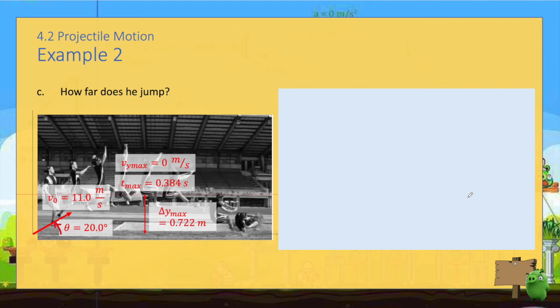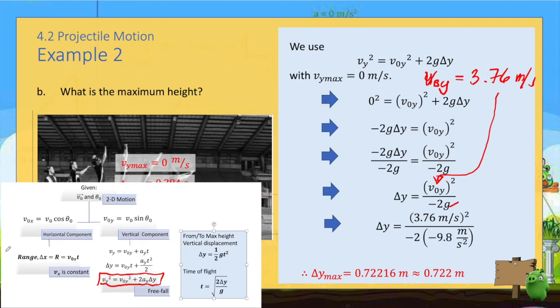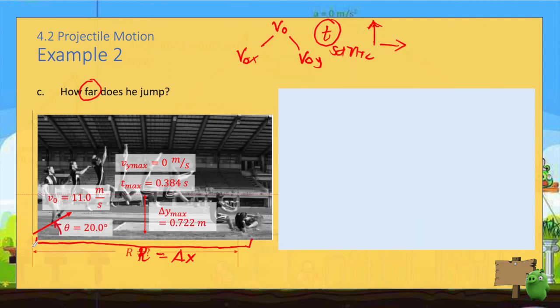Letter C. How far does he jump? Now, when you say how far, we are now talking about the range, or the change in x. We will now use this formula. Okay, I'll just write it down. Now, we know this. We've computed this before. That is 10.34 meters per second.